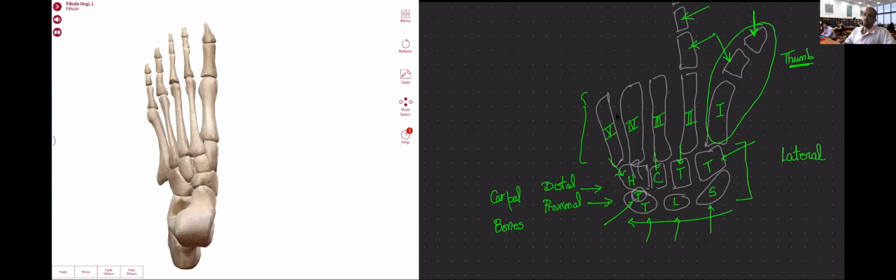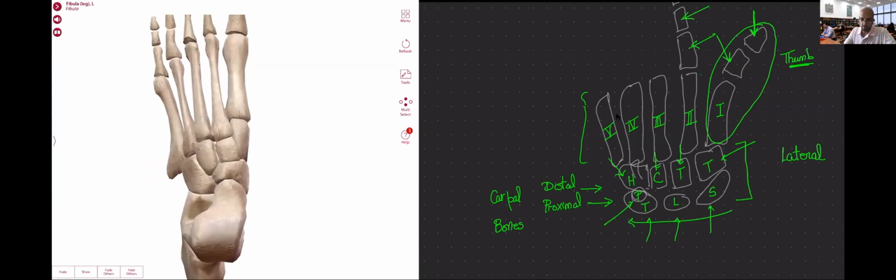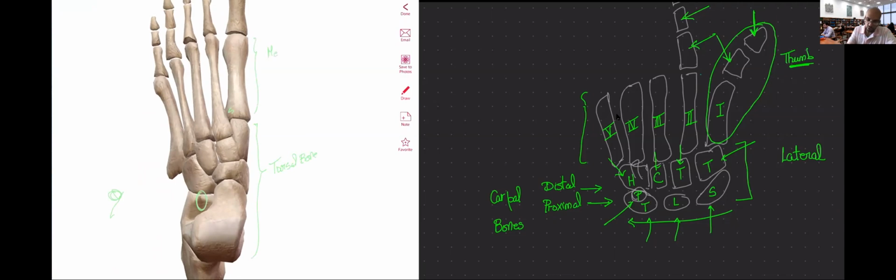So in the foot, we're going to be doing exactly the opposite of what we did with the hand. The easiest way for you to recognize this time, it's not carpal bones, those are called tarsal bones. And they are not attached to metacarpal bones. Instead, they are attached to metatarsal bones.